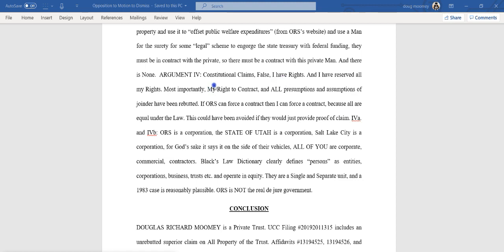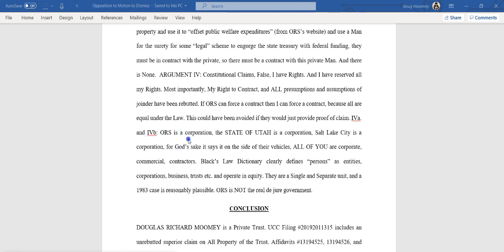Constitutional claims. False, because I have rights, and I have reserved all my rights. Most importantly, my right to contract, and all presumptions and assumptions of joinder have been rebutted. Okay, we'll get to that here in a second. If ORS can force a contract, then I can force a contract because all are equal under the law. This could have been avoided if they would just prove their claim. And then again, there was 4A and 4B.